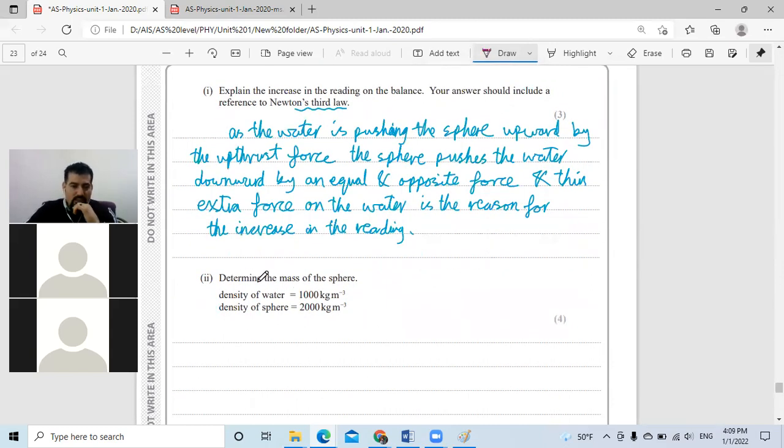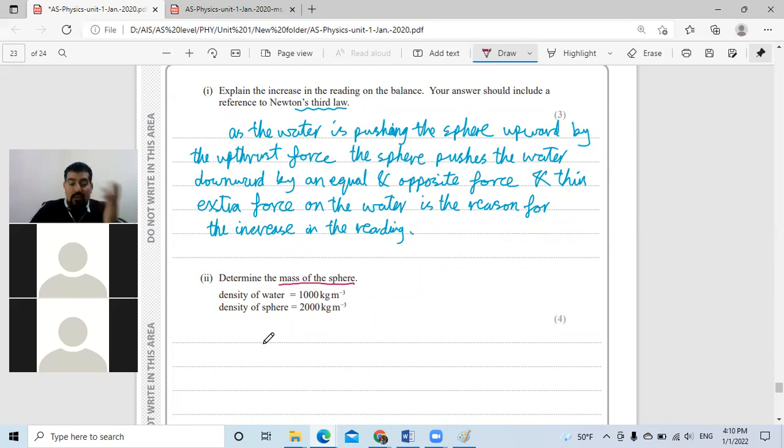اللي بعده بيحكي لنا diameter of the sphere, determine the mass of the sphere. They give us the density of the water and the density of the sphere. They ask about what? Determine the mass of the sphere. How can we find out the answer? Yes, who can tell me?